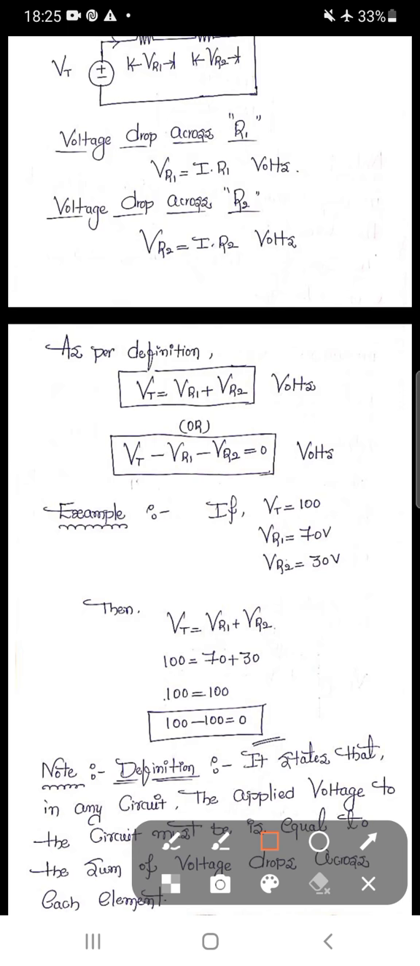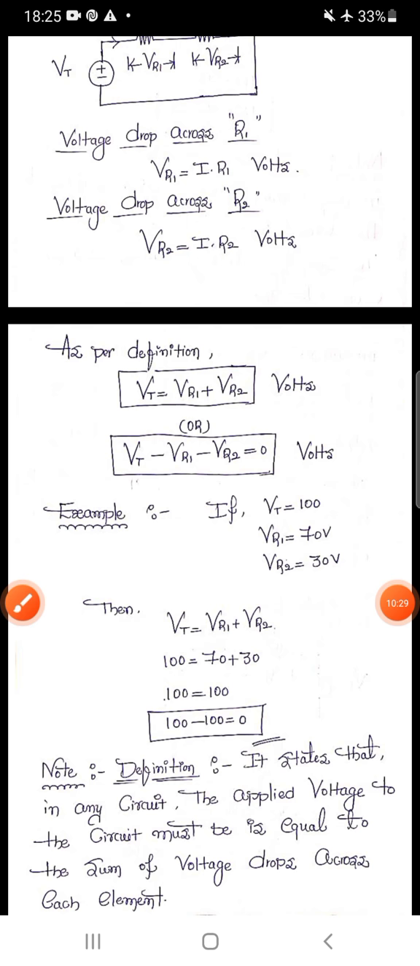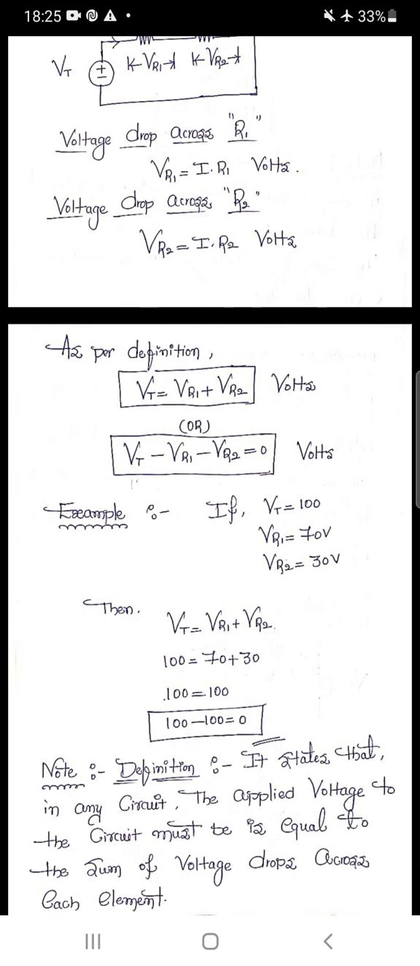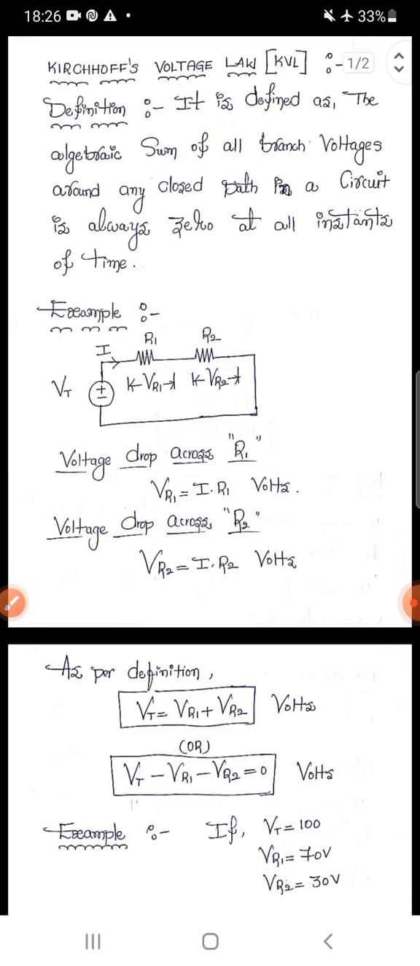Now coming to another thing, the second definition. Okay, just see the second definition, that is this one. It states that in any circuit the applied voltage to the circuit must be equal to the sum of voltage across each element is called Kirchhoff's voltage law. Okay, so we can define these two definitions for Kirchhoff's voltage law. Both the definitions are the same. Just the way of writing the expression is different in both the definitions. Okay, so this is about today's class, and I think you are clear with this topic.